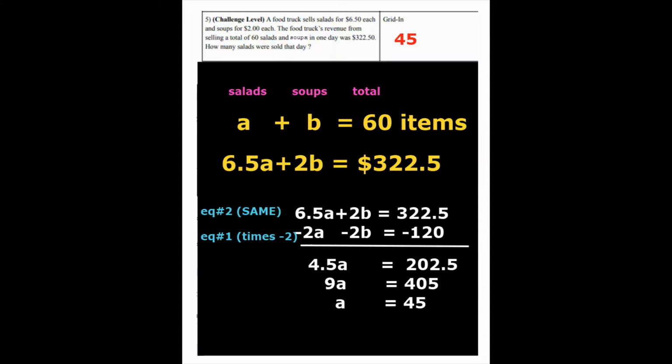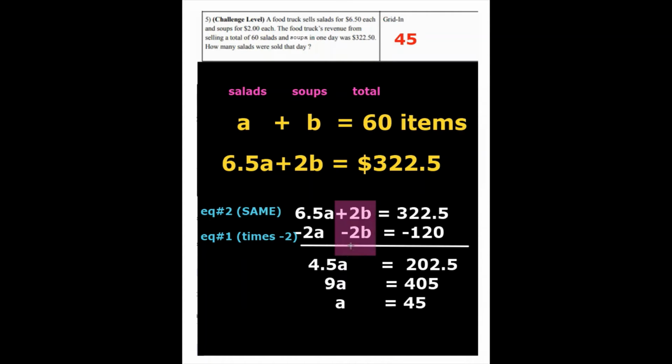Well, let's see how we can use this system of equations, which was given in the paragraph, to solve for the exact number of salads. What I did was I rewrote equation number 2, the earnings equation, as the same. But I took equation number 1 and multiplied it by -2 and wrote it down below as -2a minus 2b equals -120. The reason I did this was because now we can eliminate by addition.